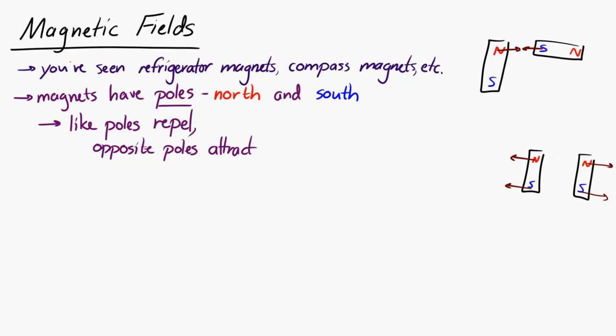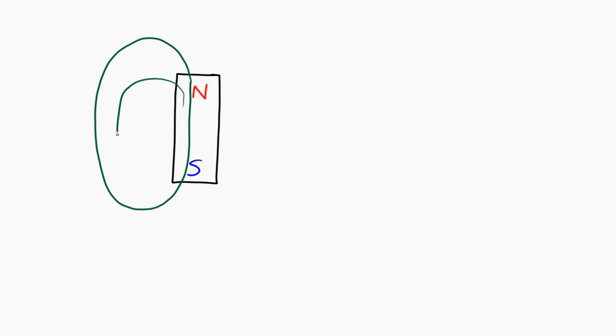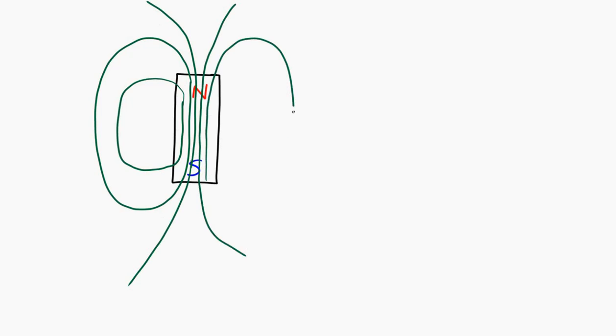And just talking about it in that way, it seems pretty darn similar to electric charge, right? Like charges repel, opposite charges attract. But there are some pretty fundamental differences with magnets. If I draw the magnetic field around a bar magnet, you can start to see some of those differences. So the magnetic fields, and remember these are magnetic fields now, not electric fields. The magnetic field around a bar magnet looks something like this.